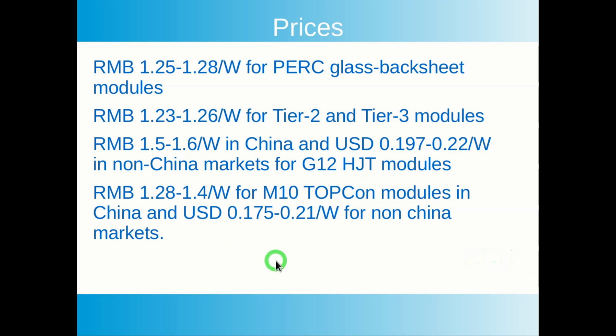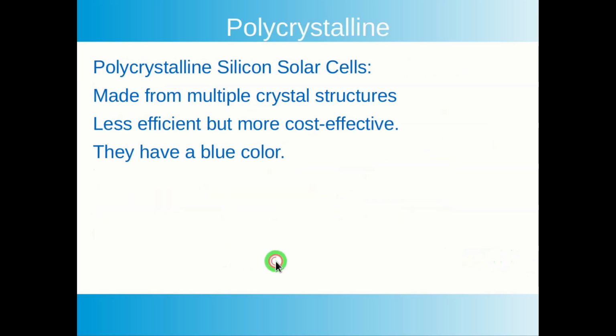So here are the prices also for reference. Polycrystalline solar cells. These are made up of multiple crystal structures. They're less efficient, but used to be more cost effective. They have the blue color as mentioned. But nowadays, almost all of the new ones, which are mono, are actually very close in cost to the poly. So the only poly that you might find at a lower rate than mono are the old ones, if somebody has any stock left over.